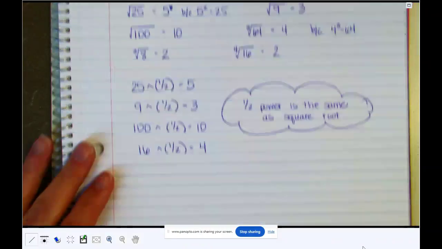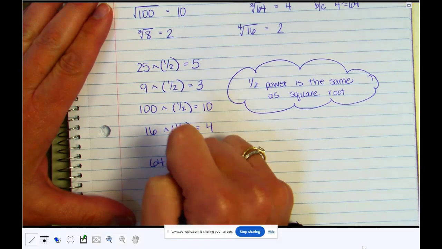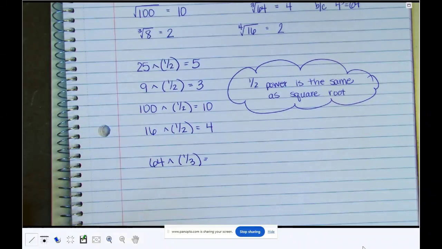Now, what do you think? Well, let's go this way. I'd like you to do in your calculator 64 to the 1/3 power.